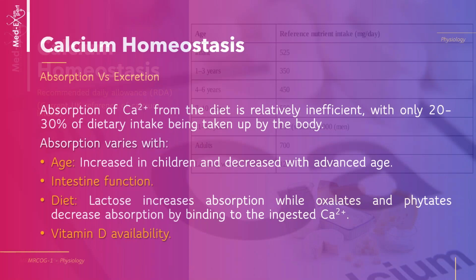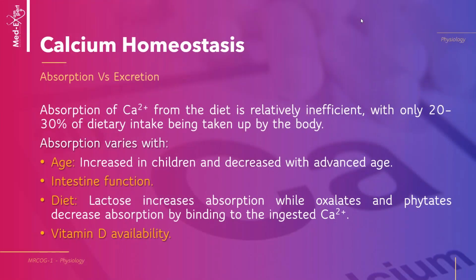Now let's talk about the most important part, which is the absorption and the regulation of the calcium. Absorption of calcium from the diet is relatively inefficient, with only 20 to 30% absorbed from the dietary intake. So only 20 to 30% of the dietary intake will be taken up by the human body.